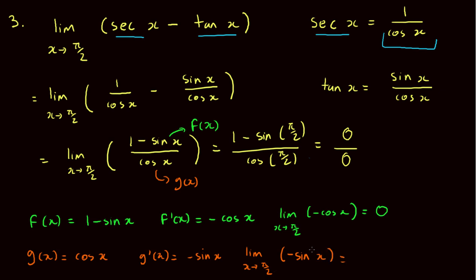When we put the limit as x approaches pi over 2 into negative sine x, what do we end up getting? Sine of pi over 2 is 1, so negative 1. So our limit becomes 0 over negative 1, which is clearly 0, because 0 divided by any number is 0. That's our answer, and that's how we do it using L'Hopital's rule for this question.